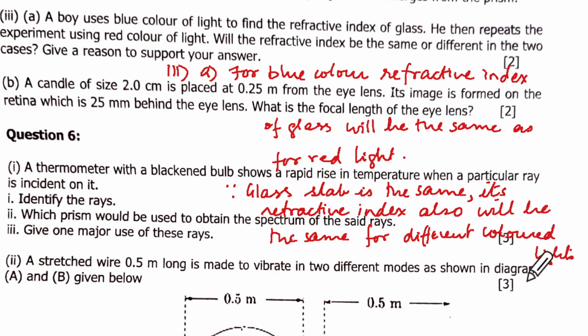Okay, since the glass slab is the same. Otherwise, the glass slab will have different refractive indices, no? Yes. Now, they didn't say that you have to take red color only, then it will be 1.5.